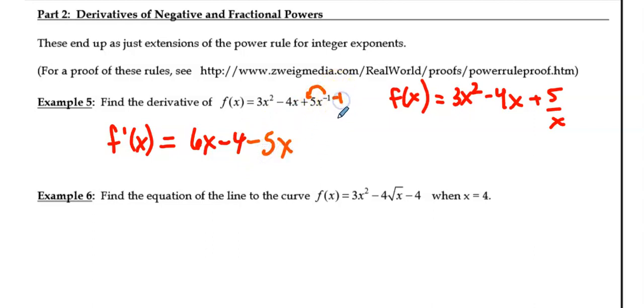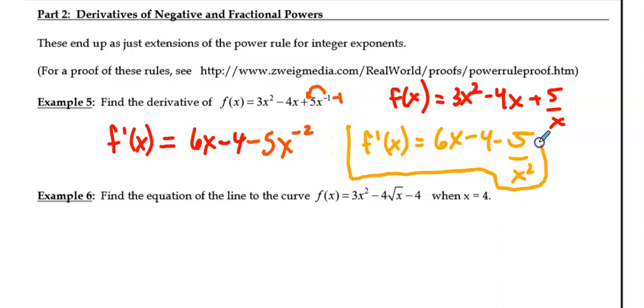We still want to subtract 1 from our exponent, so negative 1 minus negative 1 is actually negative 2. So that is going to be our derivative. So we would just rewrite this, and you don't have to simplify, but in calculus, we're not a big fan of negative exponents for the most part. So we do want to make sure that we write it down as, that's supposed to be a 5, by the way, this function right here. So here is our derivative to our function.